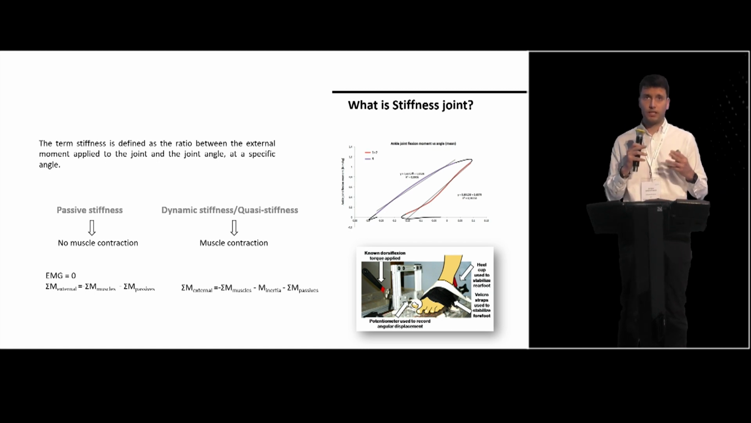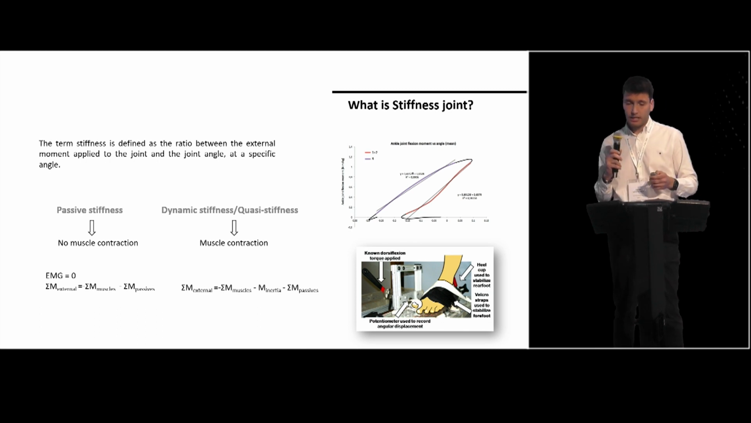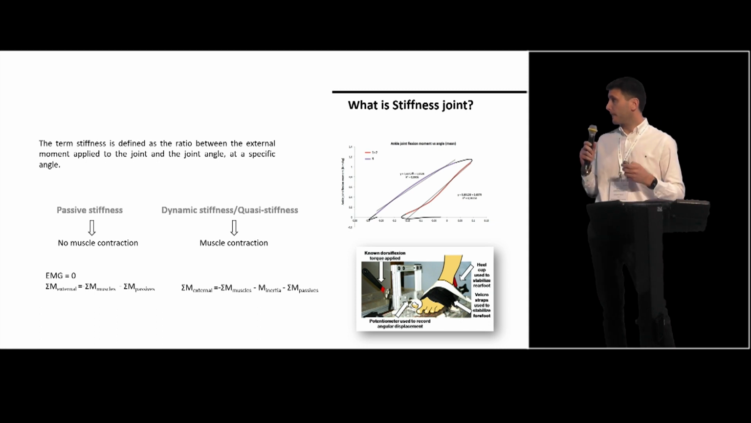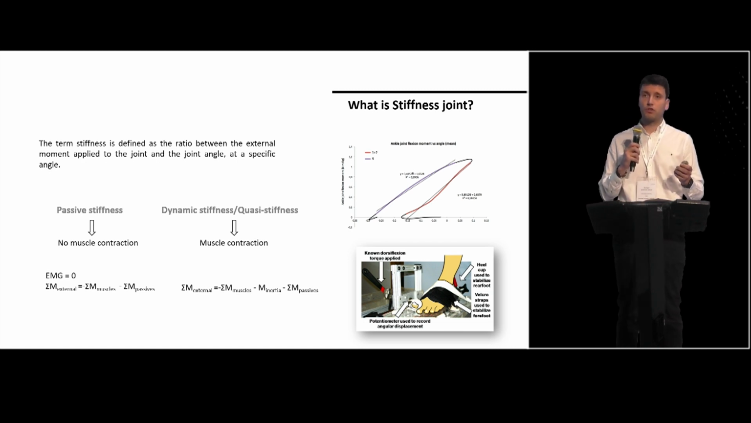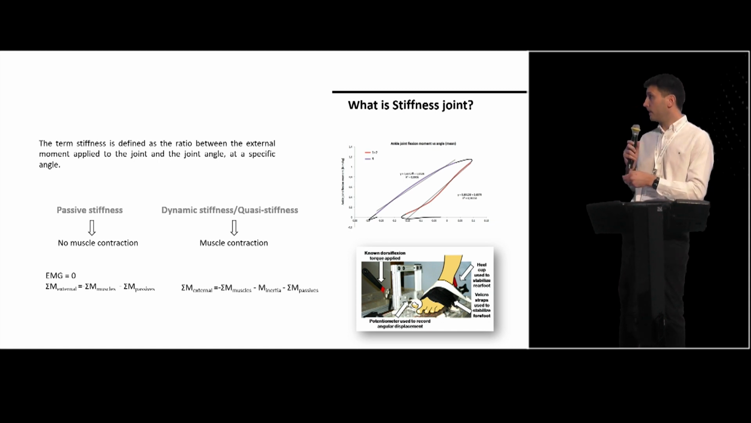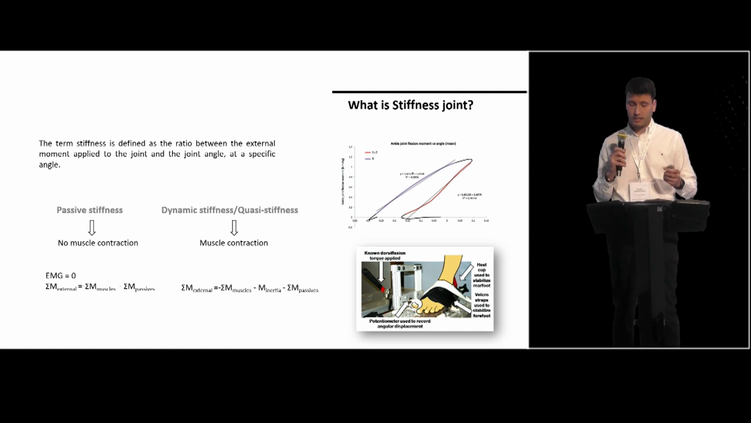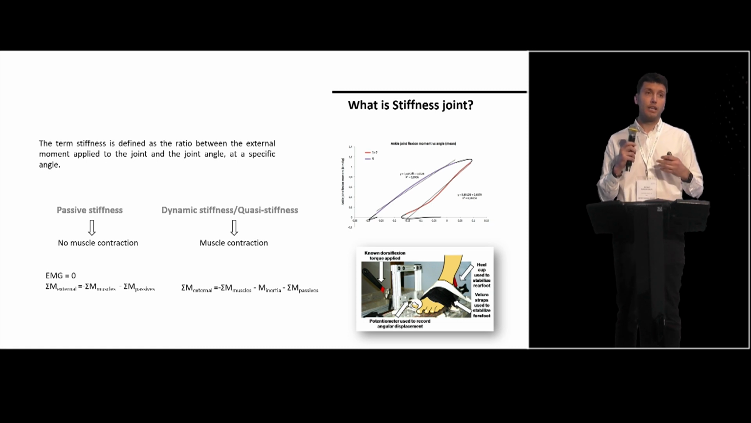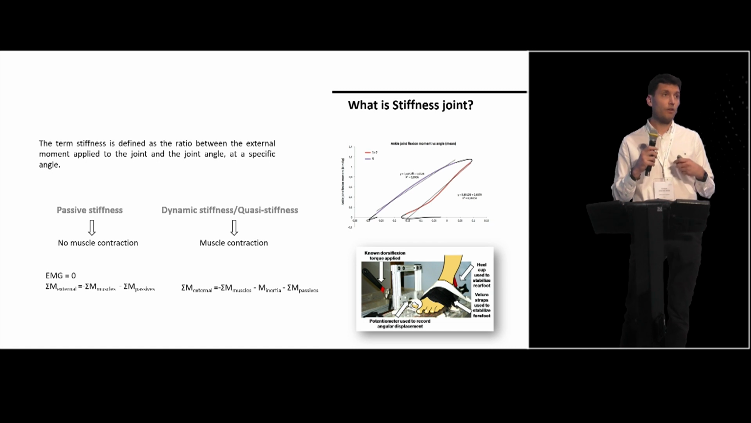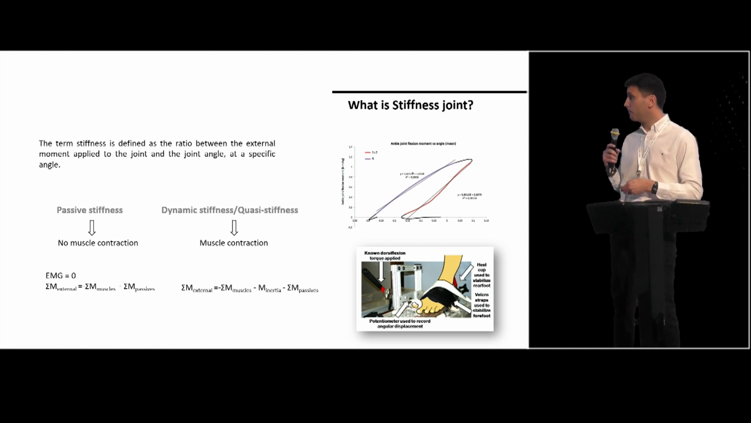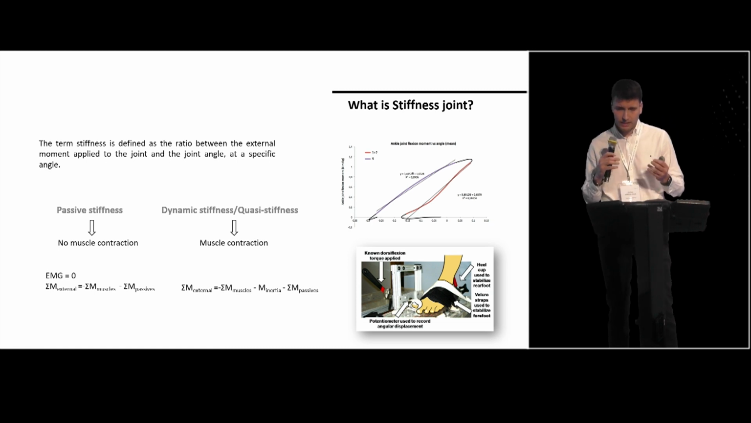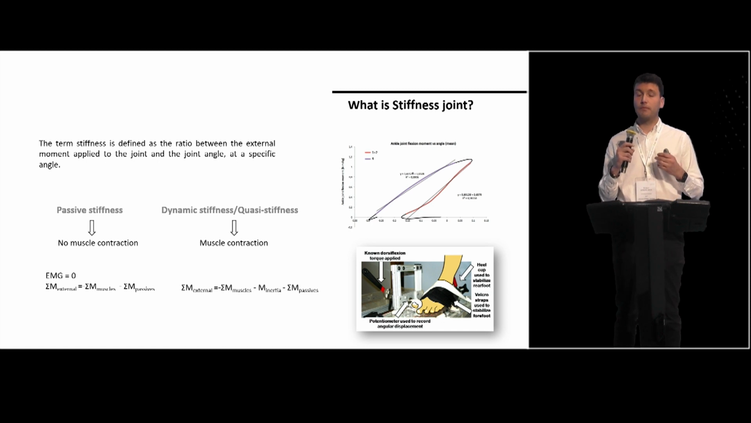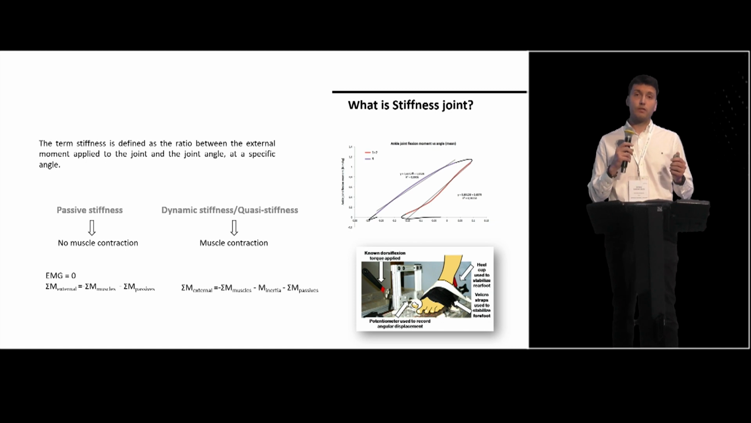There are two types of stiffness. The passive stiffness is the stiffness assessed without muscle contraction. This corresponds to the potential energy stored by the deformation of soft tissues around the joint. On the other hand, we have the dynamic stiffness, also named quasi-stiffness. This stiffness is assessed when the subject performs weight-bearing activities such as jumping, running, or walking. This stiffness combines the effect of the muscles, the effect of inertia, and the deformation of the soft tissues. It can be used as a joint stability indicator, and this is the stiffness we study.